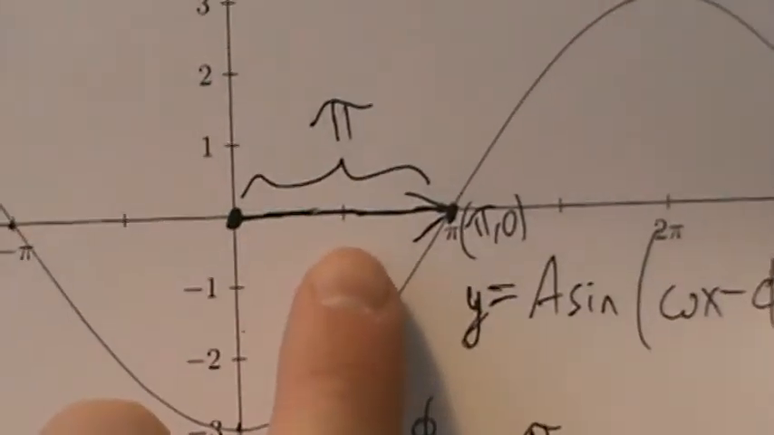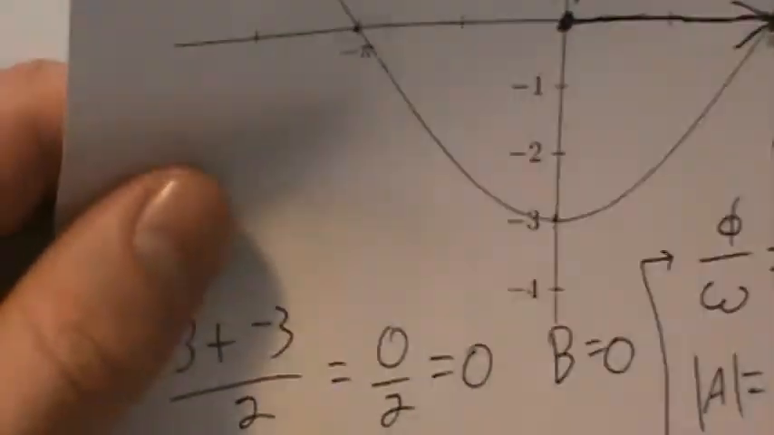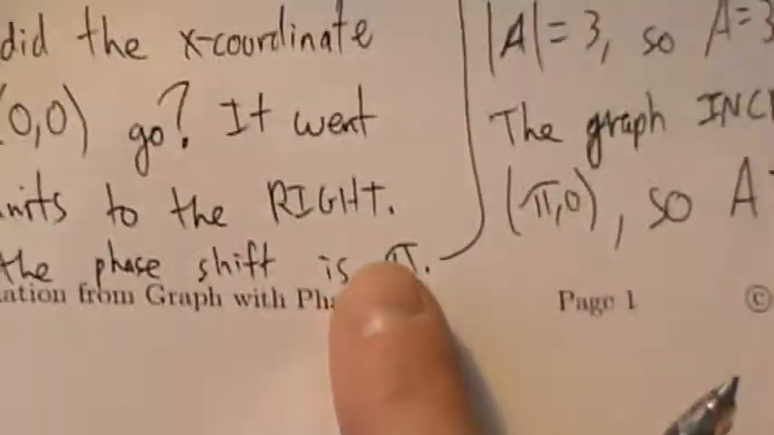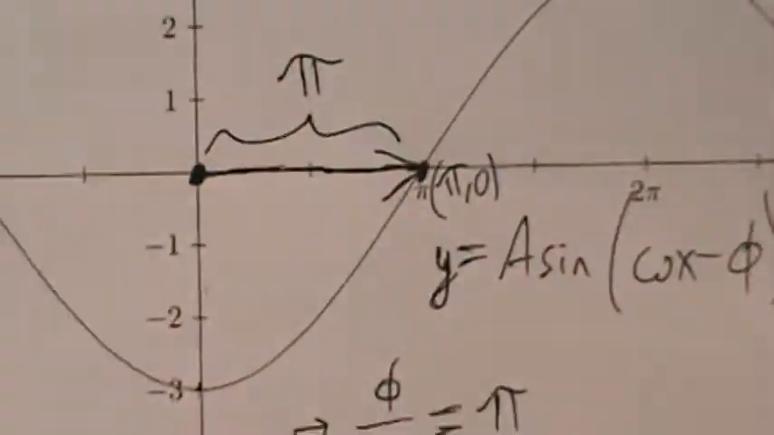Okay? Now this would be completely different if we said negative pi, 0. If we use negative pi, that would change the phase shift, and also we'd be looking at negative pi, 0 instead of pi, 0, and we see that the graph decreases, so we would end up with a negative A. But here we're using this point here, so the graph increases, okay?